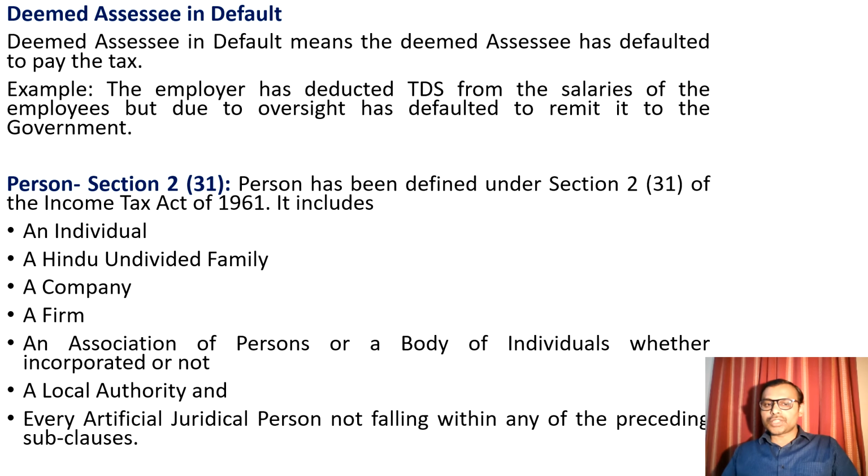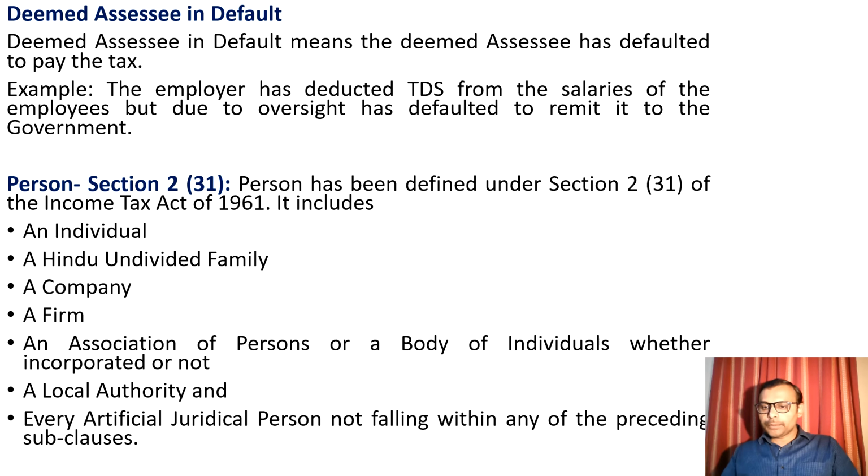And next is the person, section 2 subsection 31. The person has to be defined under section 2 subsection 31 of the Income Tax Act of 1961, which includes an individual person like us, a Hindu undivided family. So in India, we have Hindu undivided families who are running the business till now. If you go to many places, there is a Hindu undivided family. Even family members are running the business. That is called a Hindu undivided family.